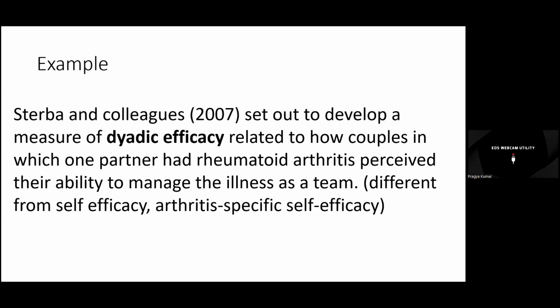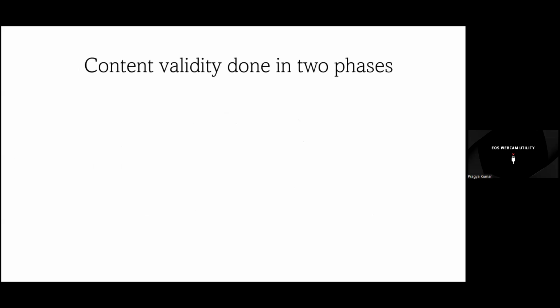This was different from self-efficacy. There is a self-efficacy construct also, but they redefined the arthritis-specific self-efficacy into a dyadic efficacy. So in this context, they again developed the scale using content validity. Normally, content validity is done in two phases.